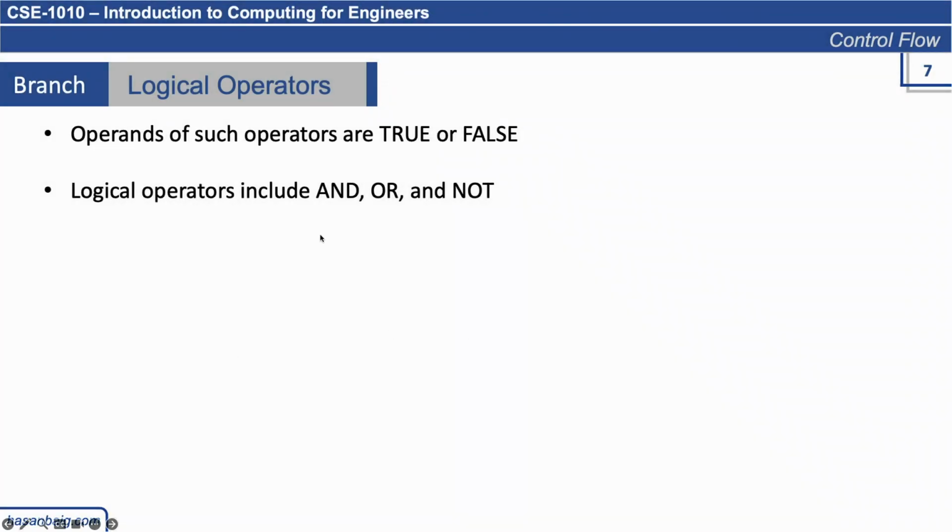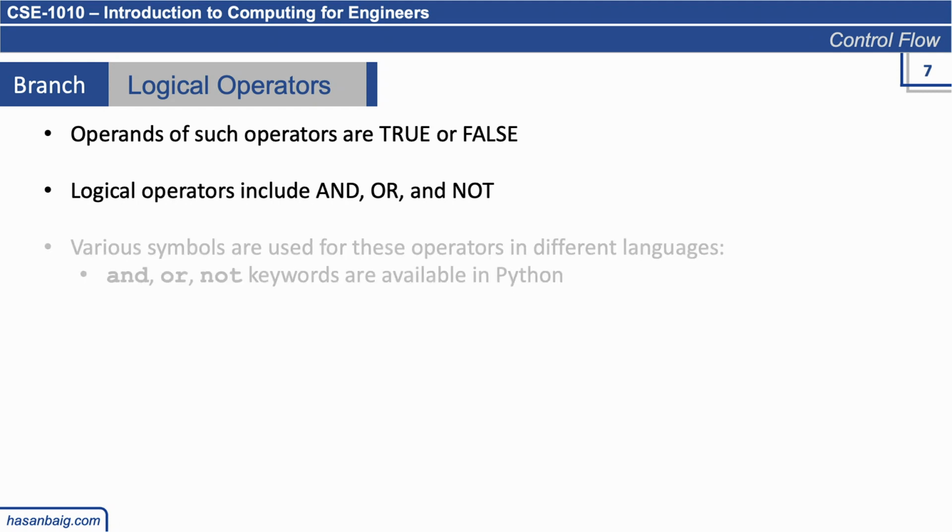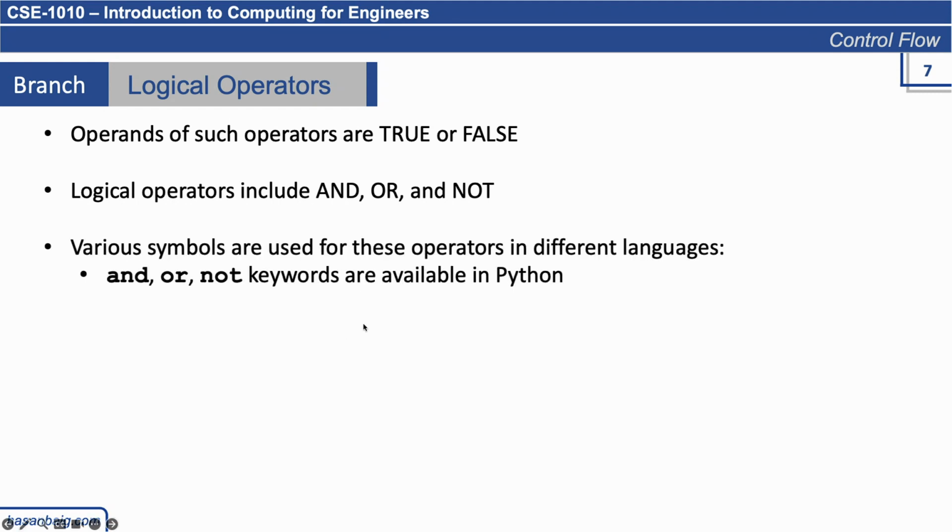So logical operators include and, or, and not operations. These are not the only three logical operators. We do have some other logical operators available, but we will not be talking about them. In Python, you can use and, or, not, as lowercase keywords for performing these operations. These are keywords, so you cannot use these values to name your customized variable.